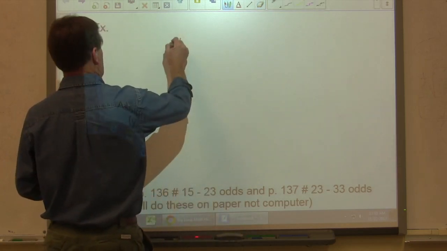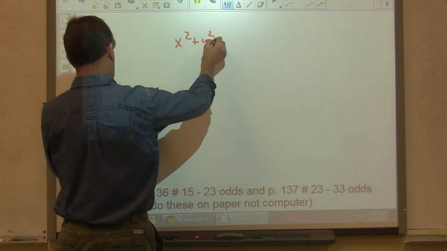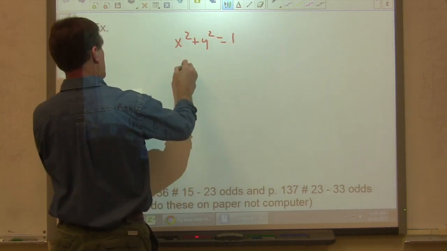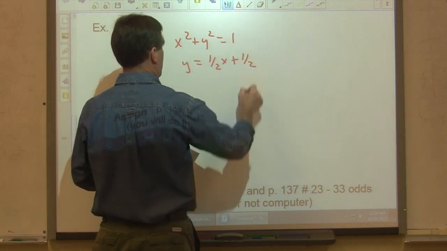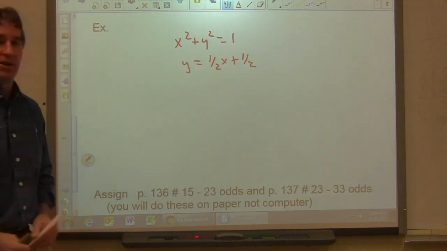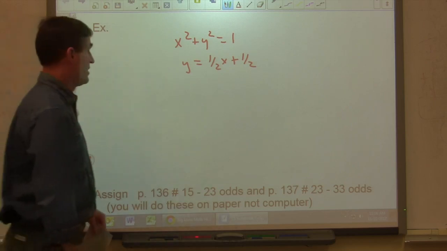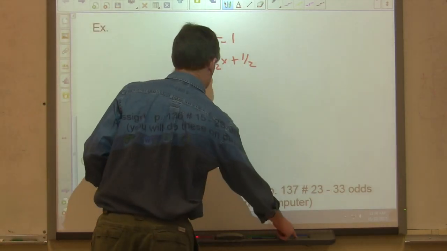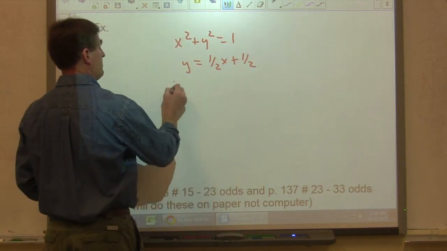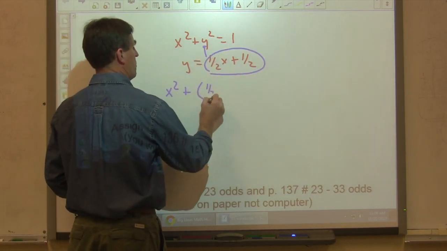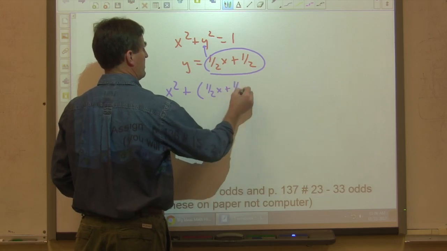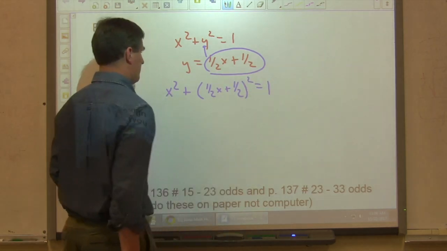So let's do a fraction. X squared plus y squared equals 1, and y equals 1/2 x plus 1/2. So go ahead and try this, see how you do on it, and you can come back and check and see how you did. So again, I'm going to plug this in for y. 1/2 x plus 1/2 squared equals 1.